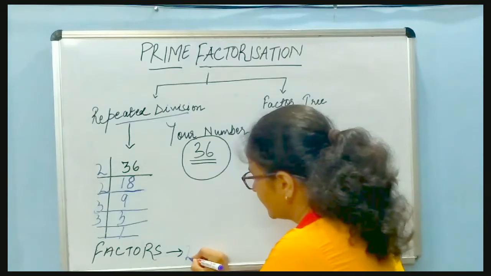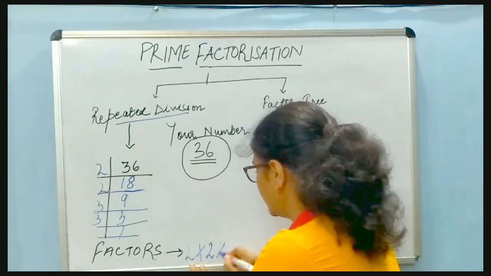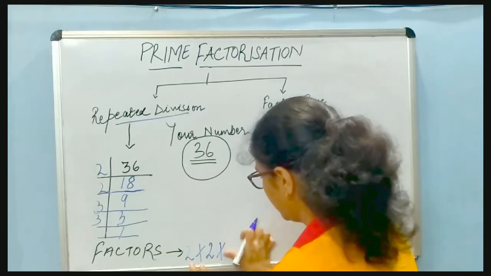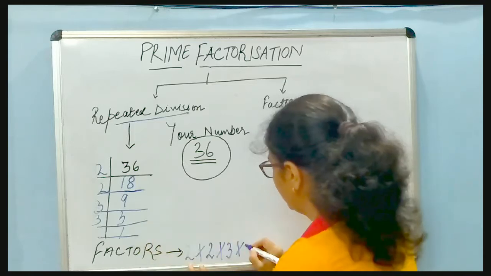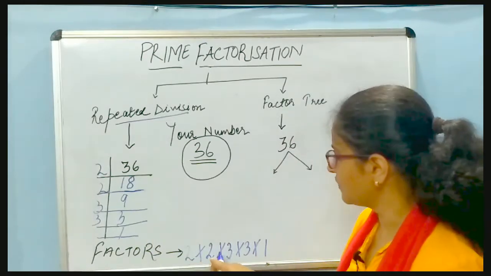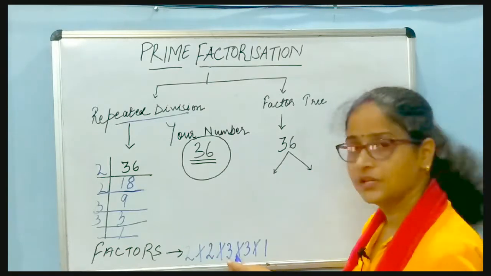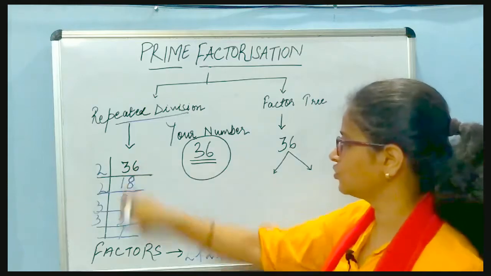So your factors are: you write 2 into 2 into 3 into 3 and into 1. You can check. 2 twos are 4, 4 threes are 12, 12 threes are 36. So these are the factors of 36.